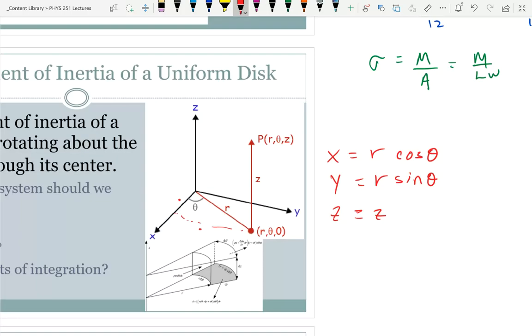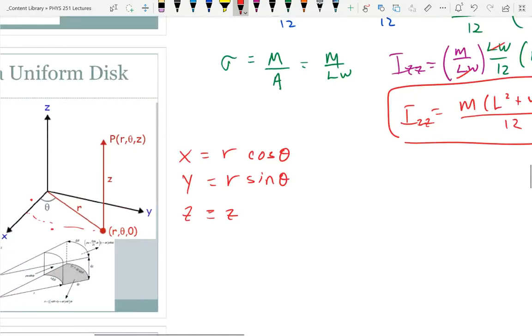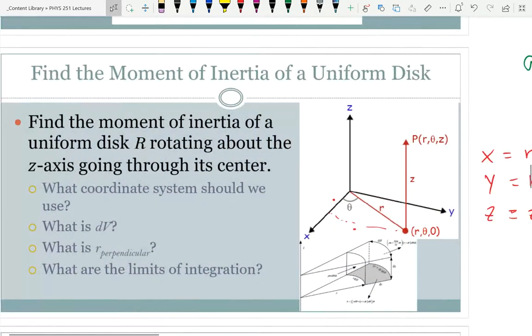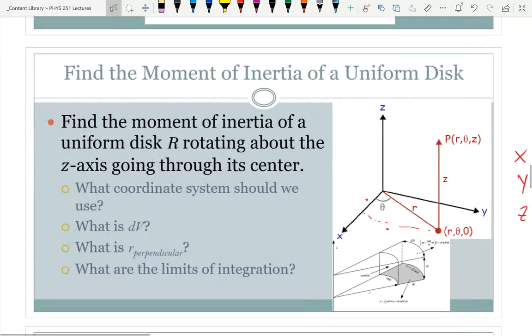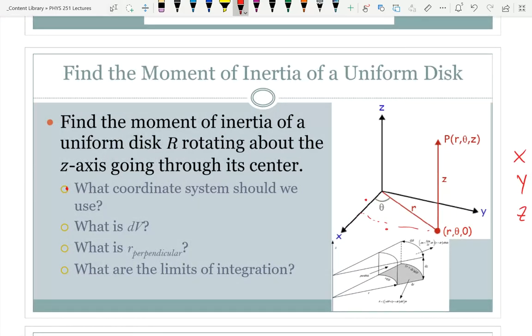What's not as simple is the dv. I have dv actually on another slide, so I'm not going to write it down right here. But that's the first thing you have to ask yourself: what coordinate system am I going to use? Now, I am going to start the problem with Cartesian coordinates to show why that's not the right answer. Then I'm going to go and do the problem in cylindrical coordinates. Okay, so once we determine what the coordinate system is, what is dv?